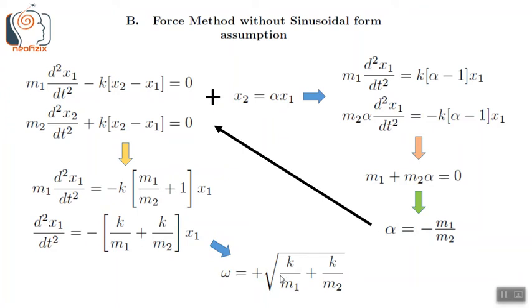From this, we get back the same solutions as we got from the previous method using sinusoidal form assumption. We get the same frequency, same amplitude ratio as before, but in lesser number of steps. So this method is much simpler than the method by assuming the sinusoidal form. So we just need to assume x2 is proportional to x1, x2 equals alpha x1, where alpha is a constant.